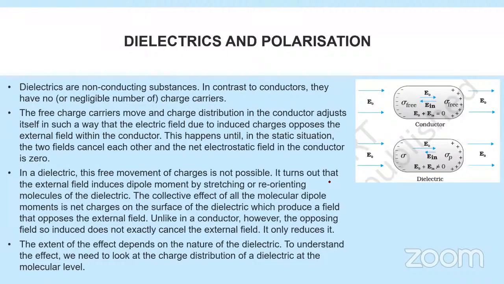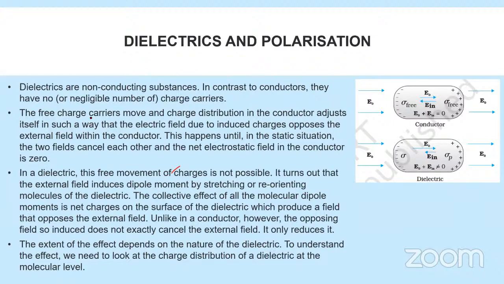Now we come to the other part, that is dielectrics. Dielectrics are substances that are non-conducting. We spoke about conductors, and now we are going to talk about a substance that is non-conducting in nature, in contrast with conductors. They have no or very negligible amount of charge carriers in them. You can see in the diagram over here that there are charges, but the number of charge carriers is negligible, or it will have no charge.